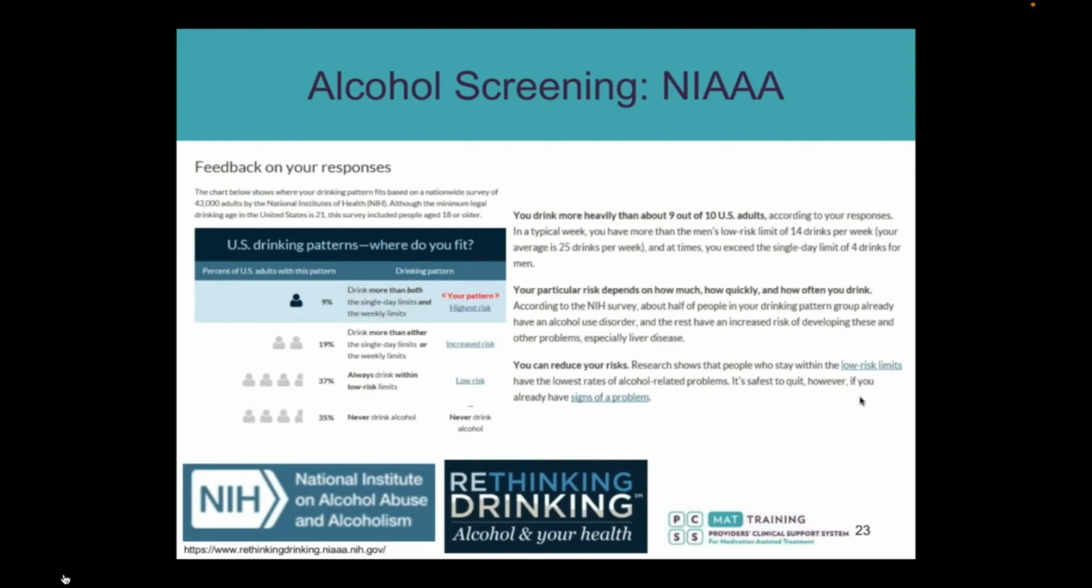So more than 4 per day for women or 5 per day for men is defined as binge drinking by NIAAA and exceeds the recommended single-day limit. For weekly consumption, NIAAA recommends a limit of 7 drinks for women and 14 drinks for men. So you can see here that anyone exceeding either of these is considered at increased risk, and anyone exceeding both parameters is highest risk.